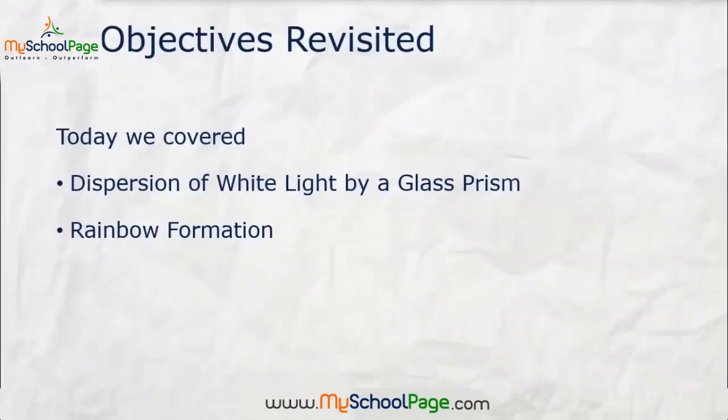After watching this video, you should have understood the dispersion of white light by a glass prism and the formation of rainbow.